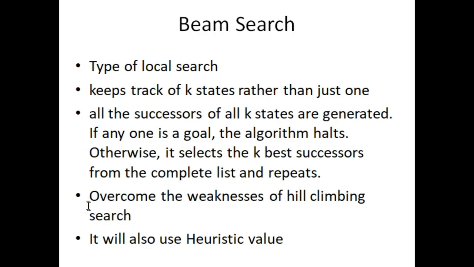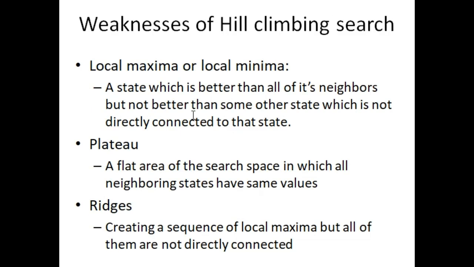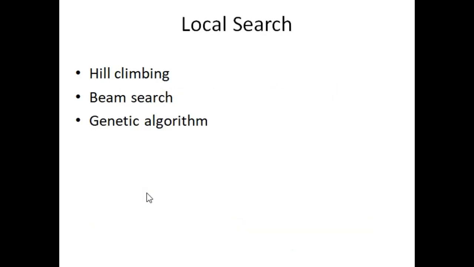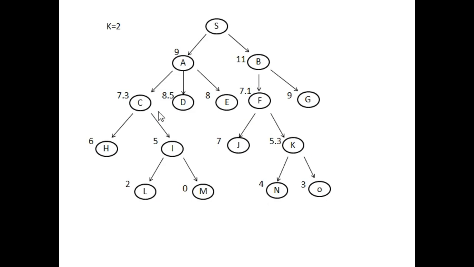So the fourth point is that beam search overcomes the weaknesses of hill climbing search. So what are the weaknesses? We discussed the local maxima, local minima, plateau problem and ridge problem. So how does it overcome these weaknesses? First of all, by using the value of k equal to 2 or 3.